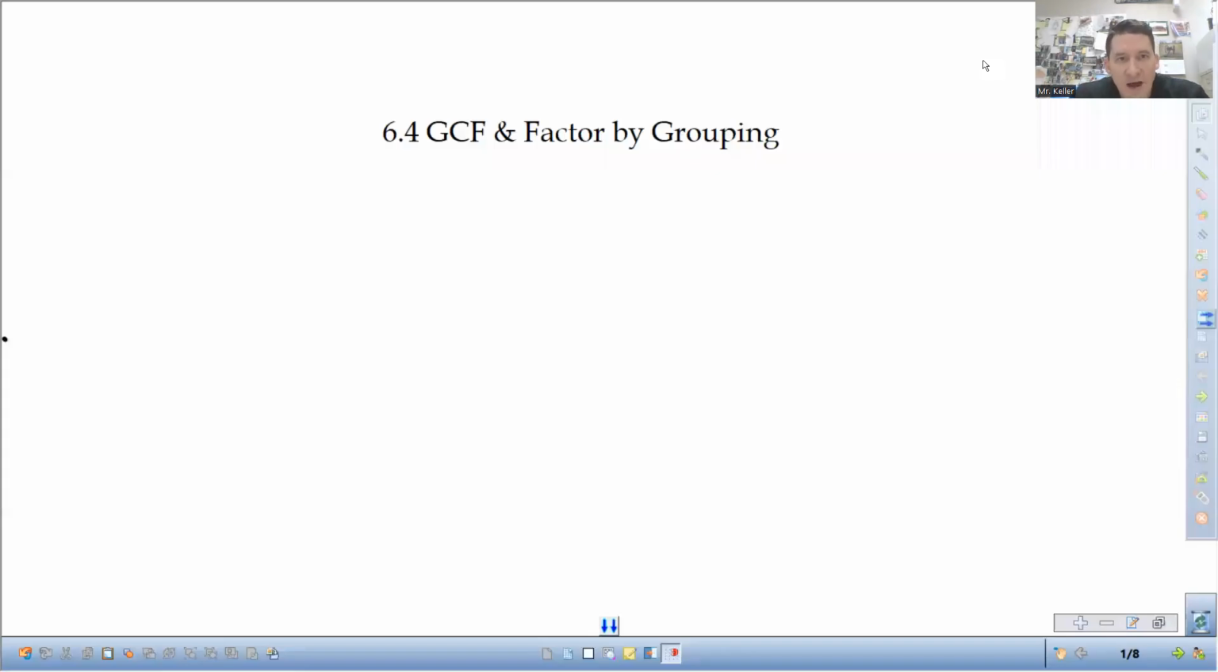All right, IM3 classes. Today we're starting our unit on factoring polynomials. Today we're going to talk about factoring using the greatest common factor, and we're going to do factor by grouping. Just real quick, I want to explain what we mean by factoring.